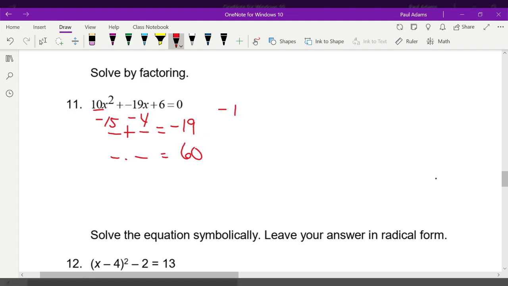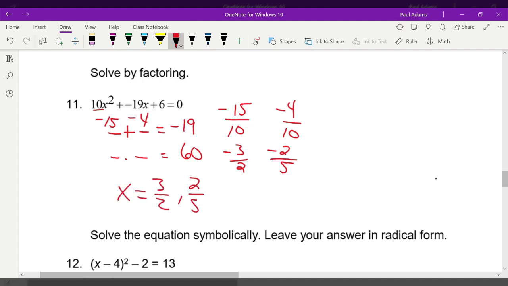So now we take negative 15 and negative 4. We put them both over 10, our A value. Simplify them. You're going to have negative 3 over 2 and negative 2 over 5. Now, from here, because of the fact that you did show me factoring right here, if you left them as x equals 3 halves and 2 fifths, all right, you were done.